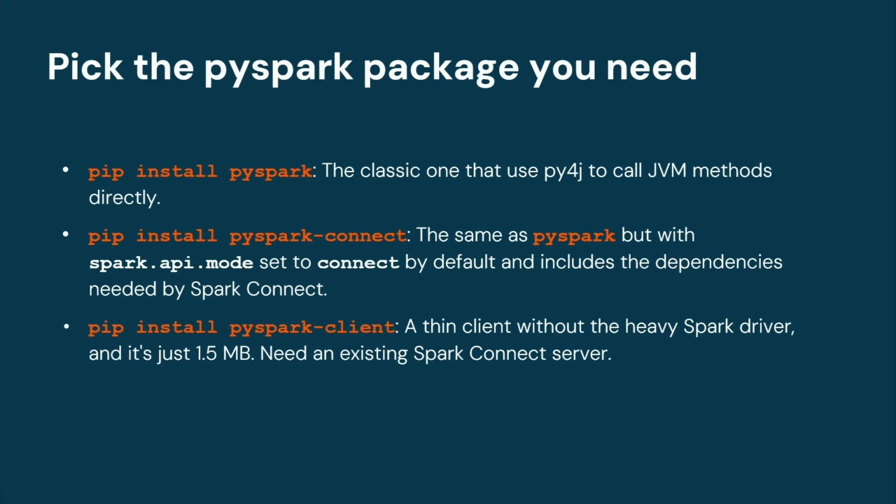To make the onboarding process even simpler, Spark 4.0 also brings 2 more PySpark packages in the pipeline. First, there is a PySpark-Connect package. This package is just the full PySpark with Spark Connect turned on by default, which means the API mode I just mentioned will be set to connect in this package. It also includes all the necessary dependencies that are required by Spark Connect, like gRPC and Arrow. They are all in this package, so you can use Spark Connect out of the box.